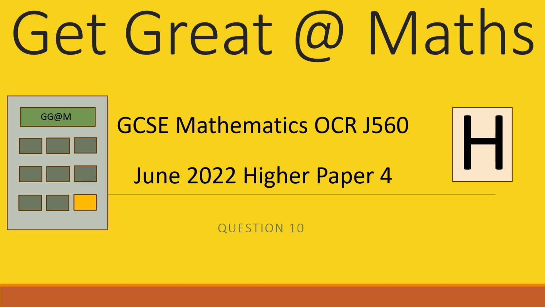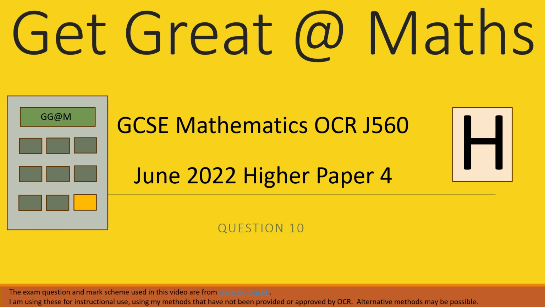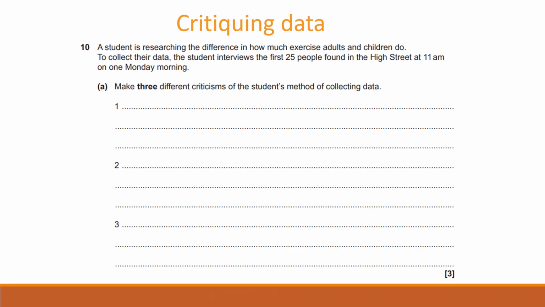Today's lesson we're going to be looking at the GCSE Mathematics OCR J560 exam paper, the June 2022 series on the higher tier, paper 4, and we're going to be looking at question 10 from the calculator paper. Now question 10 is a critiquing question linking to the data.